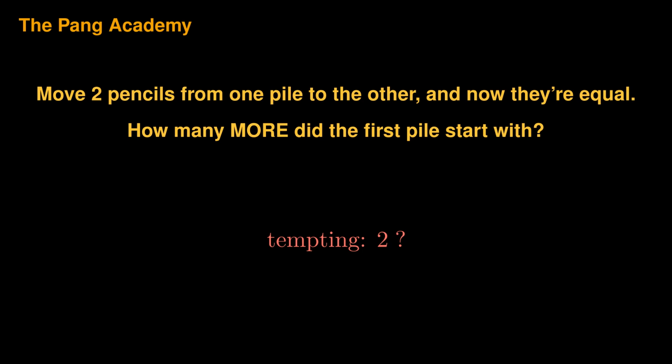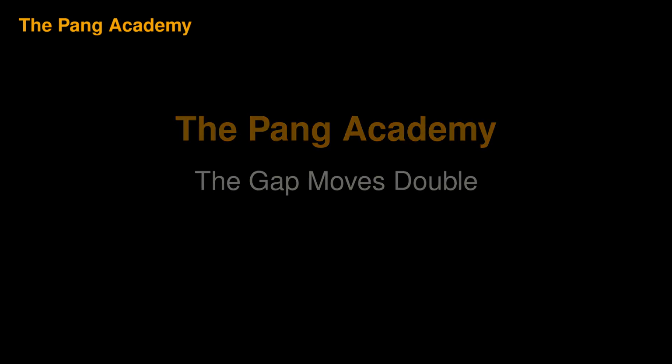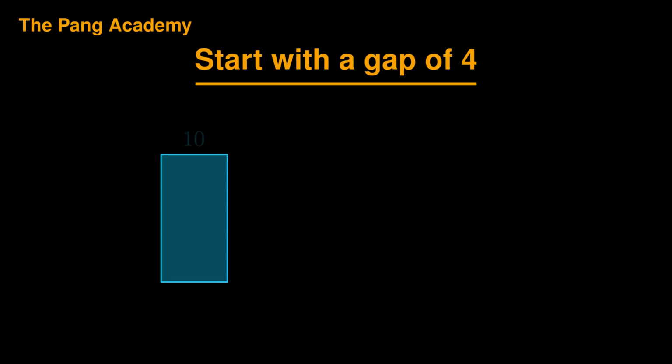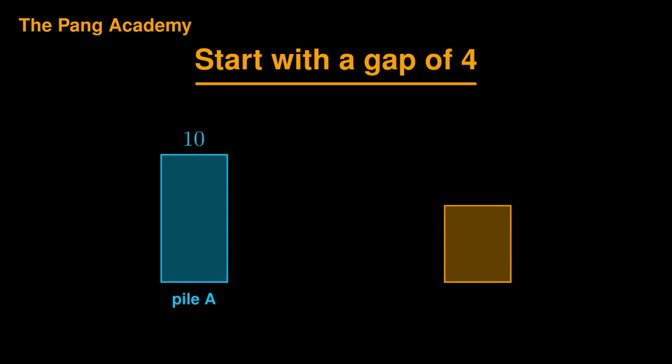The mistake is watching the pencils instead of the difference. To see what really happened, do not stare at the piles. Look hard at the gap between them. Put real numbers on it. Say pile A has 10 pencils and pile B has 6. The gap between them is 4. That gap of 4 is the thing we are really tracking, so keep your eye on it.